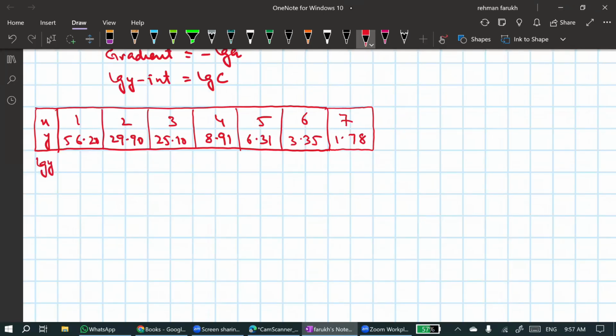Now LG 56.20 is 1.75. LG 29.90 is 1.475. LG 25.10 is 1.4. And LG 8.91 is 0.95.